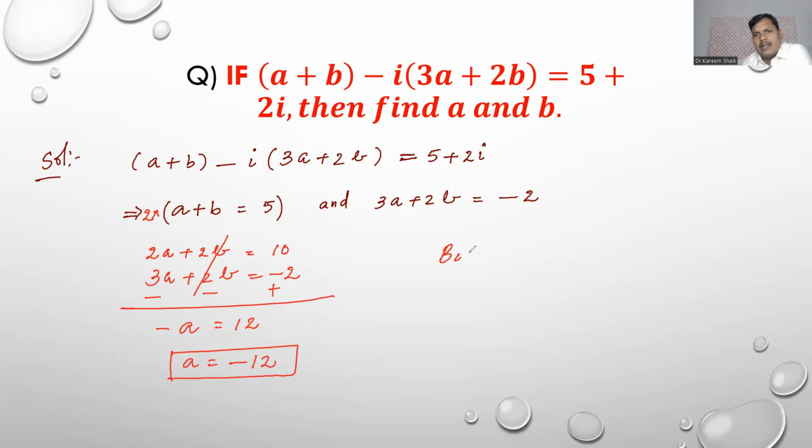But we know that a + b = 5 from equation 1. Substitute a value here, −12 + b = 5. So b equals 5, −12 becomes +12. So b value is what? 17. I hope it's clear. Now we are going to discuss the next problem.